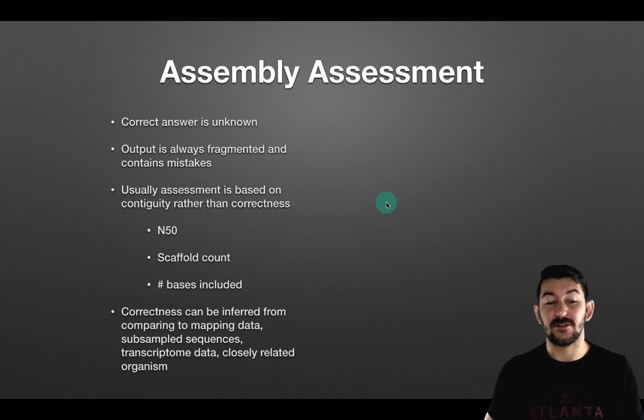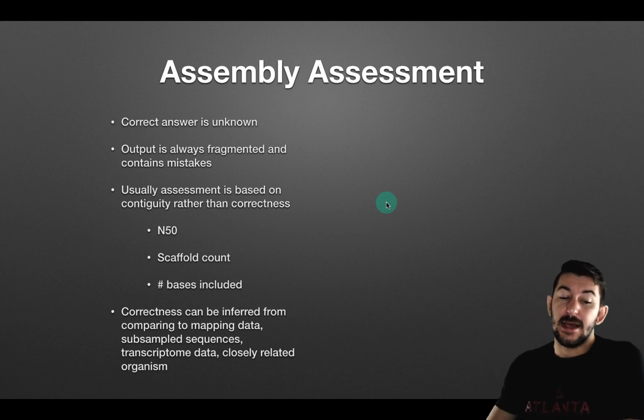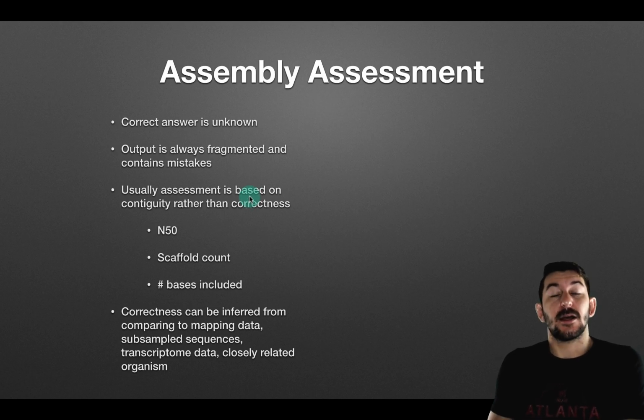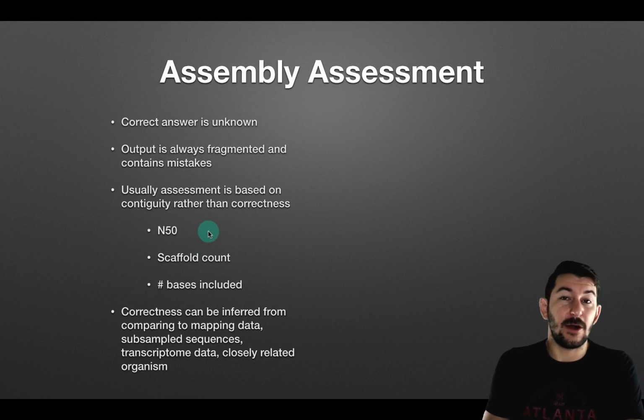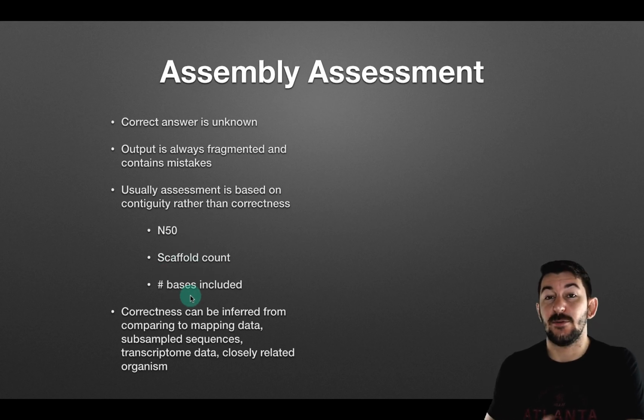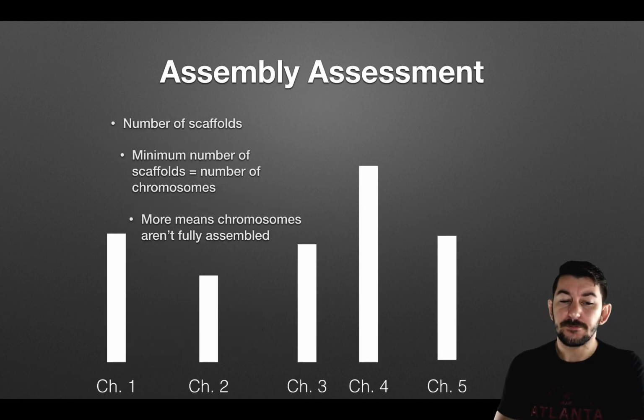We can do our best to try and assess how close we think we might be. But unfortunately, many of our assessments are actually based on the continuity and the size of our contigs rather than the content of them. We assume that that's going to be okay. So often, things that you'll see thrown out as metrics for how good an assembly is are this number N50, the number of scaffolds, and the number of total bases contained within all your contigs and scaffolds. And so I'll walk through what those are.